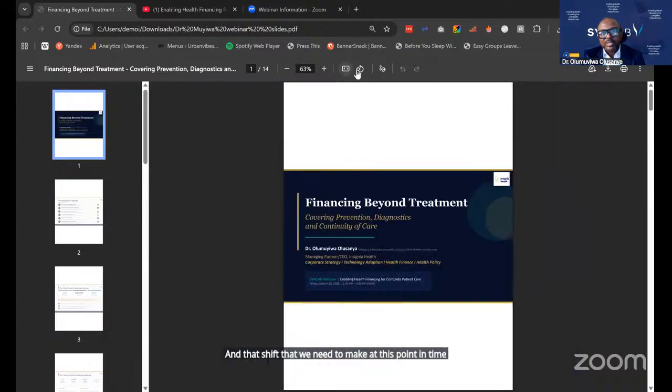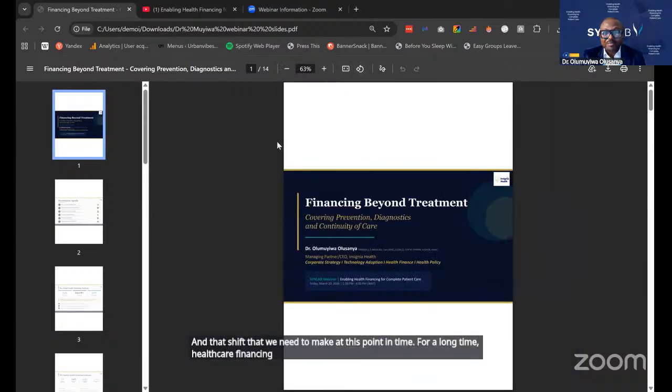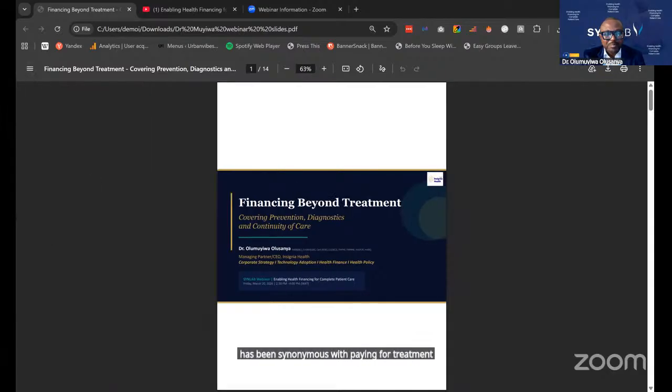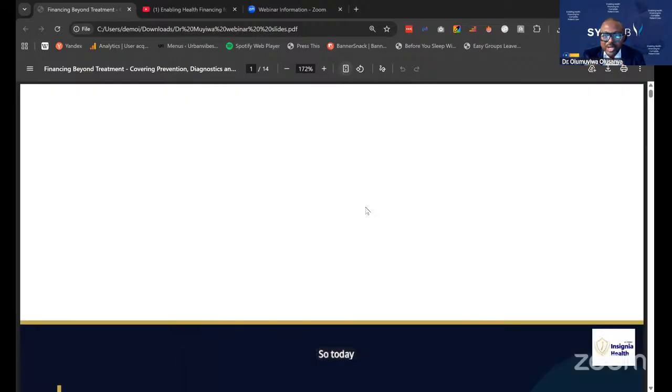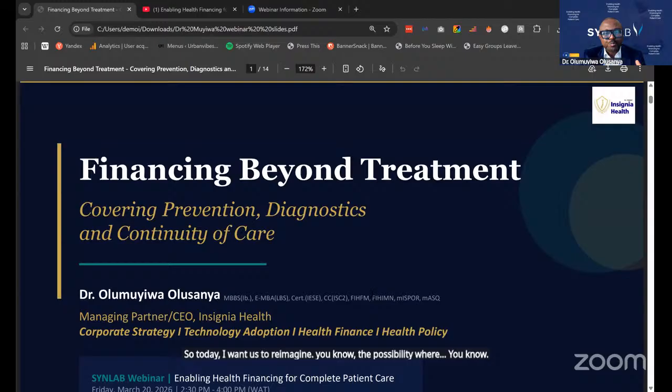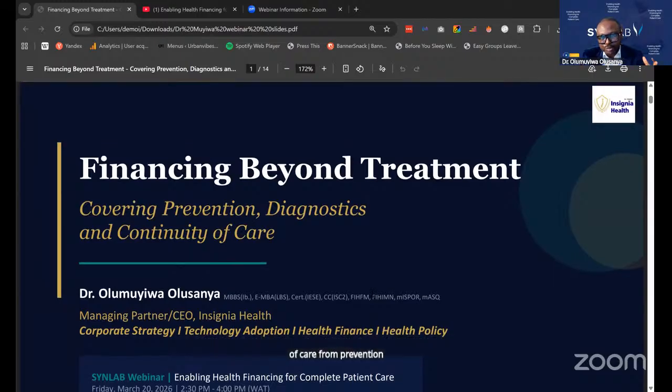For a long time, healthcare financing in Nigeria and indeed Africa has been synonymous with paying for treatment after people have fallen sick. So today I want us to reimagine the possibility where we can finance the full spectrum of care, from prevention to treatment.